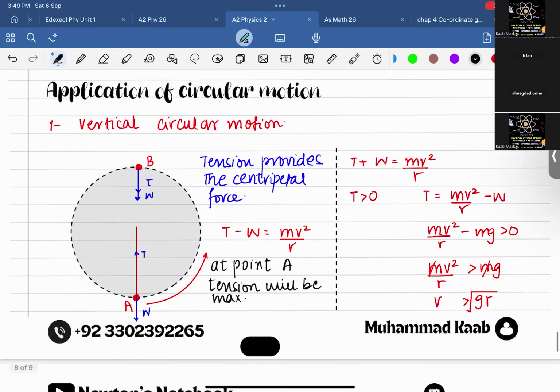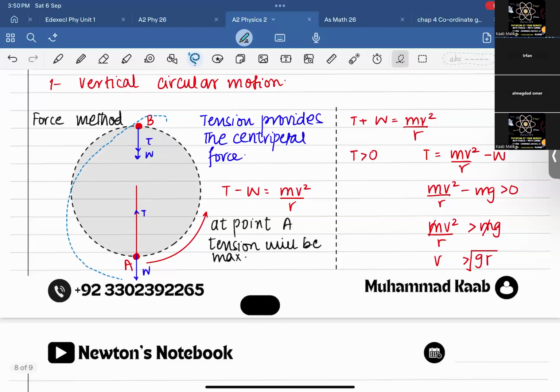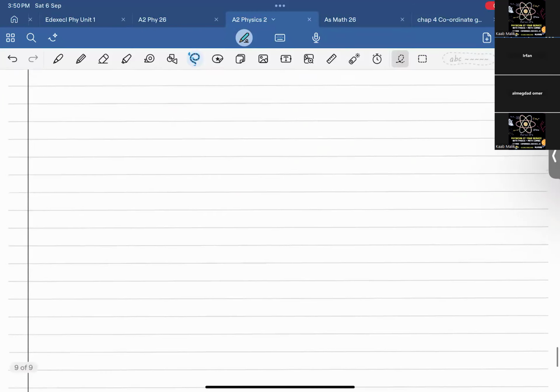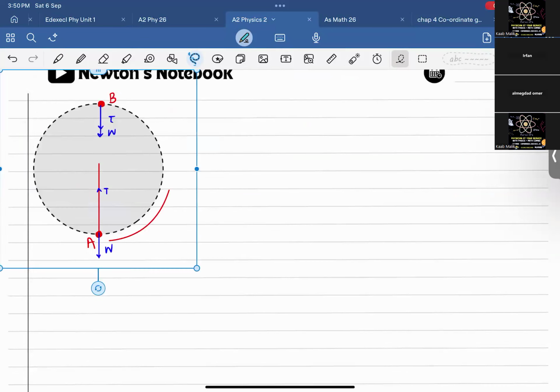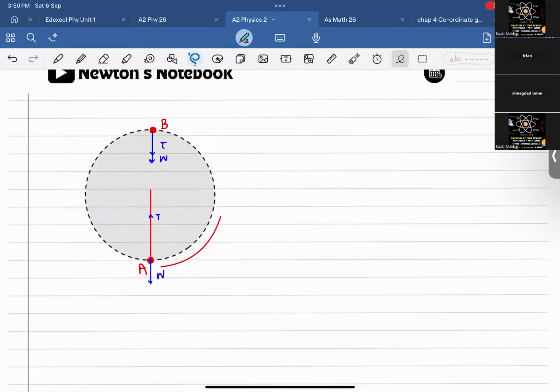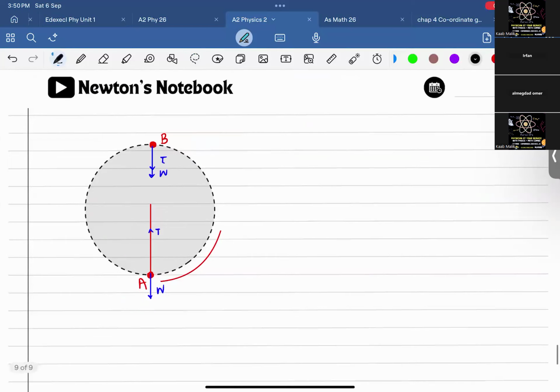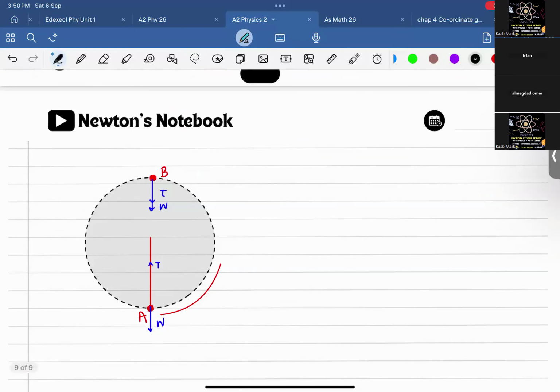So this is a force method. If I do the similar thing using the energy method, it depends on the question which quantities are given. So according to that, you have to pick which method you have to use. So now this is the energy method.